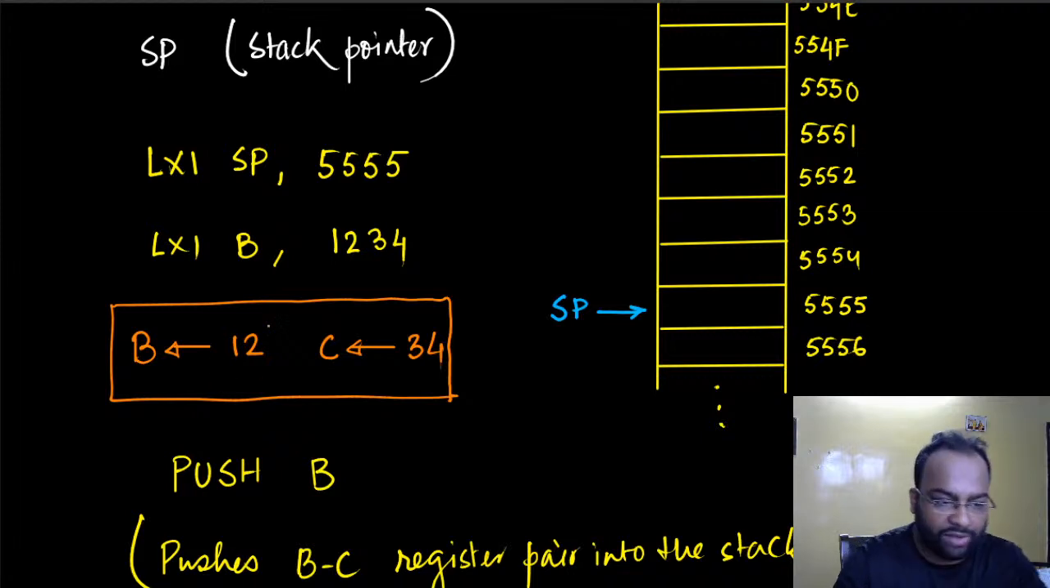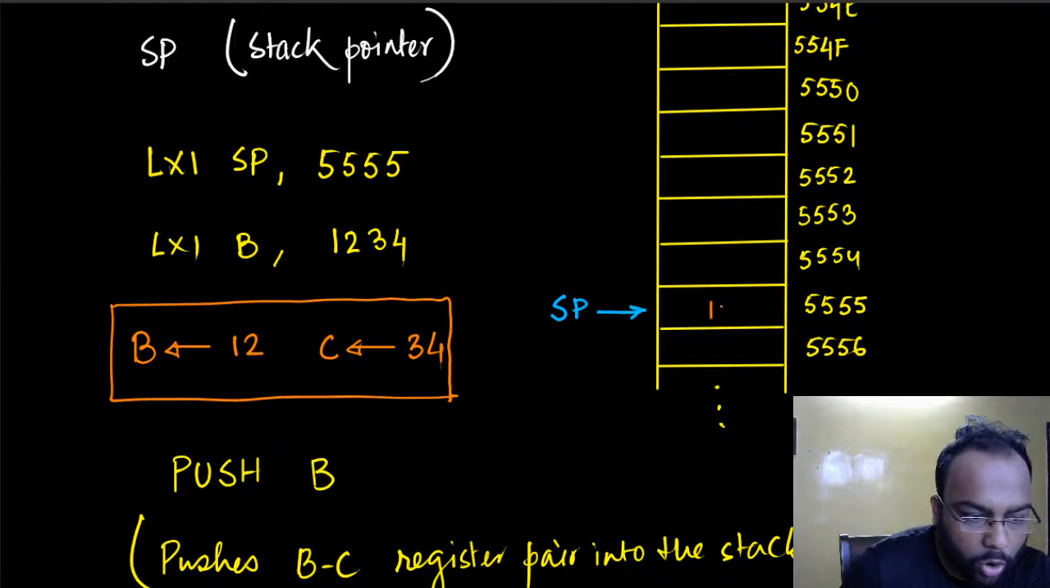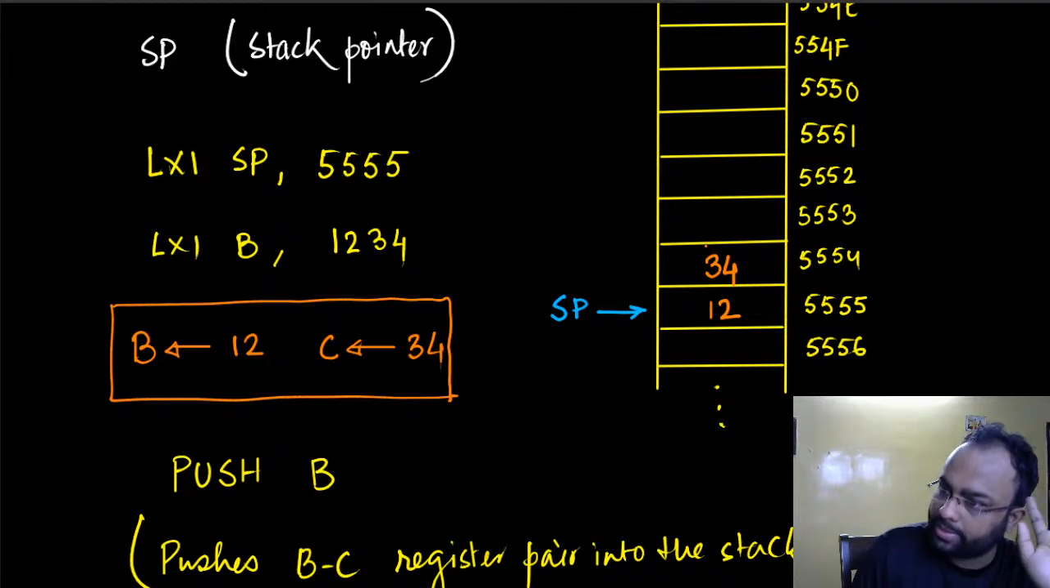B had a value of 12, so it will go to this place, and C had a value of 34. It goes to this place. All right, let me know if you understand this.